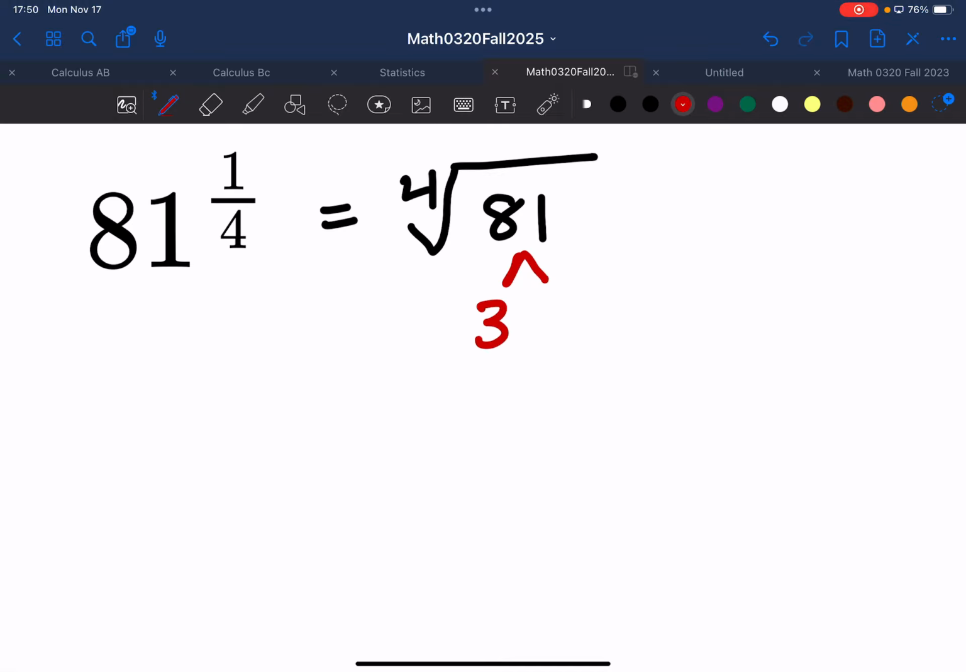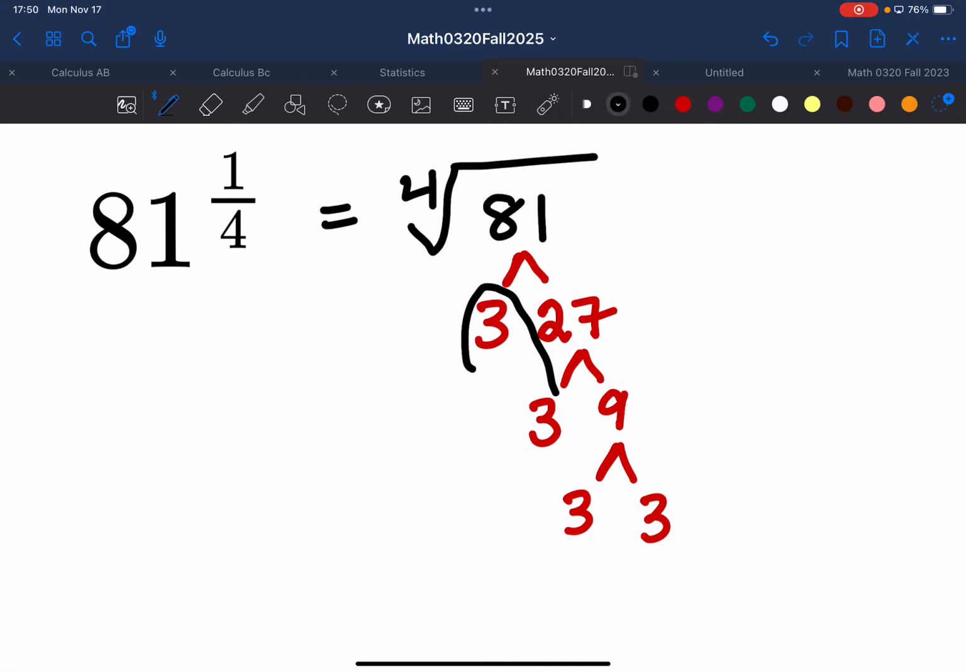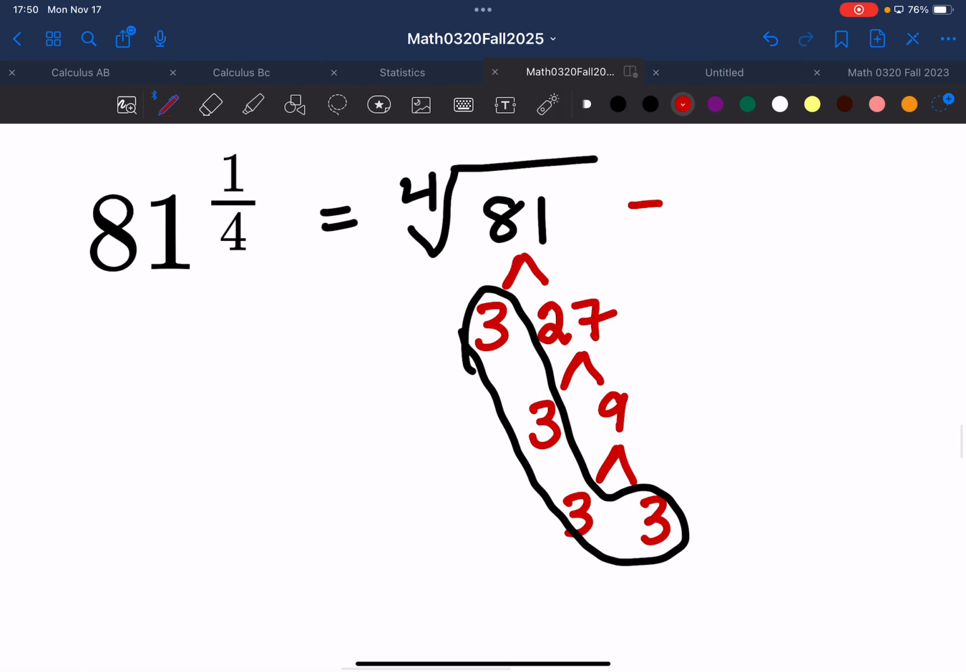So this is where you would need your calculator, right? If you couldn't do 81 divided by 3. I want to say it's 27. It is. And then 3 goes into 27 9 times, and 3 goes into 9 3 times. Since it's the 4th root, I need to make sure that I have how many 3's to circle? 4. Which I do right here. Which means I take one of those 3's out, and so the answer here is just 3.